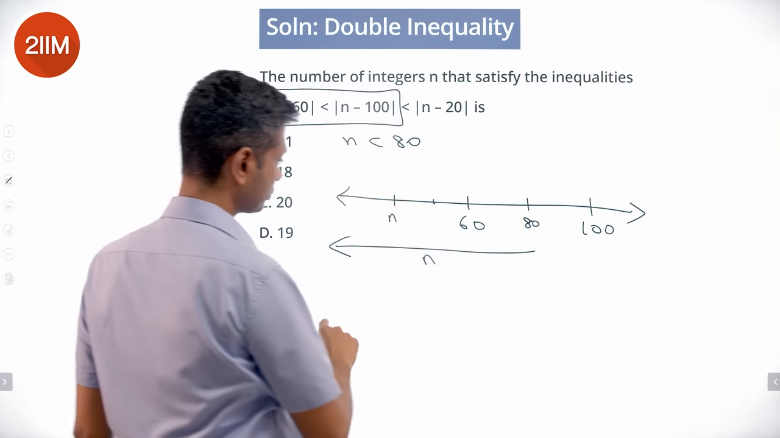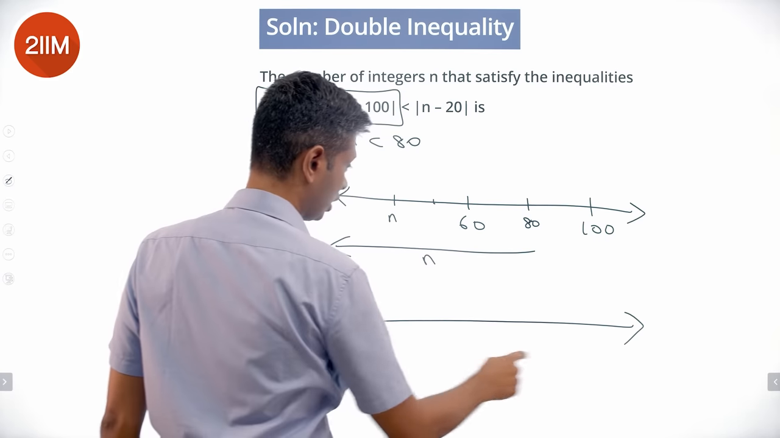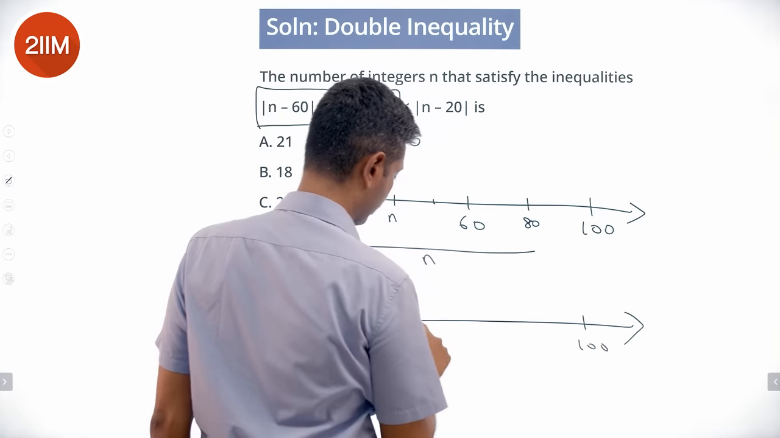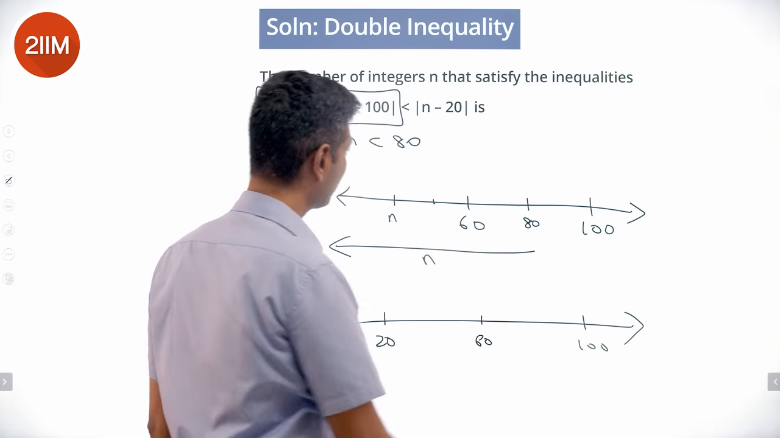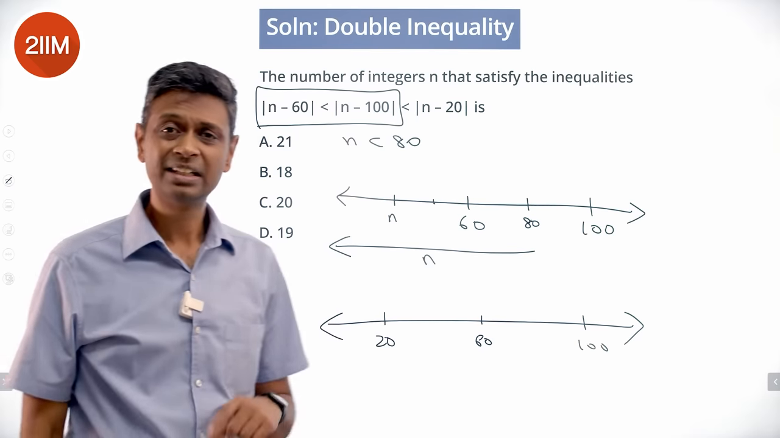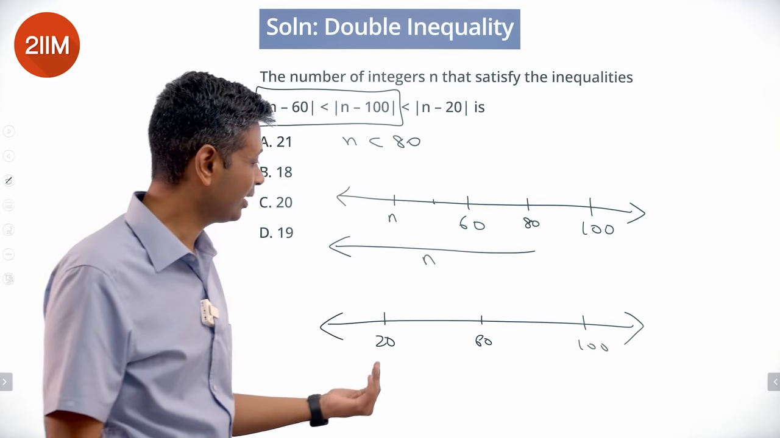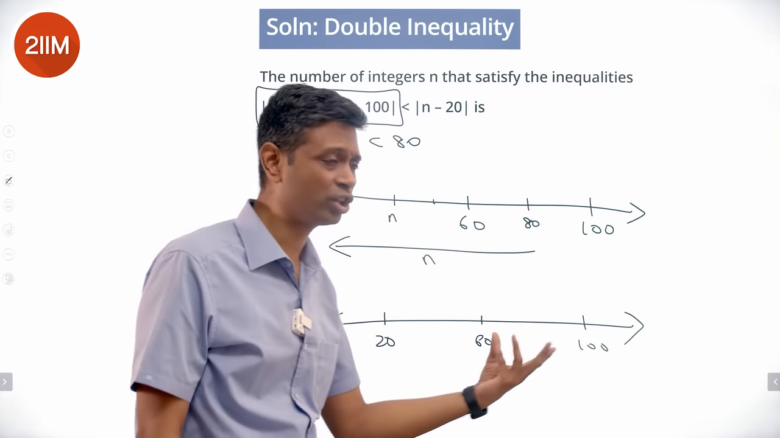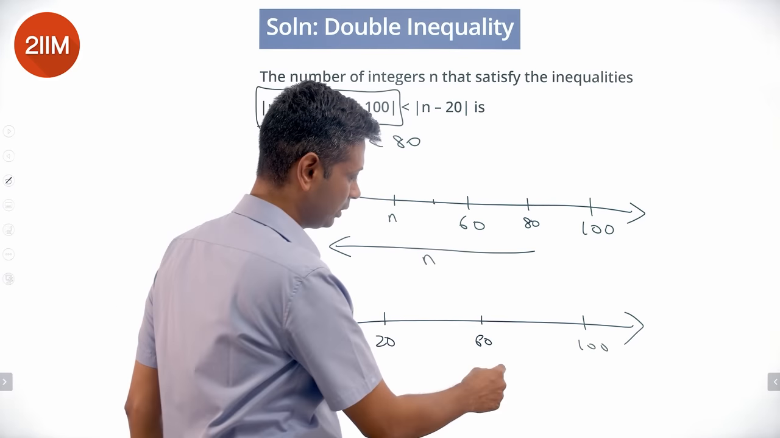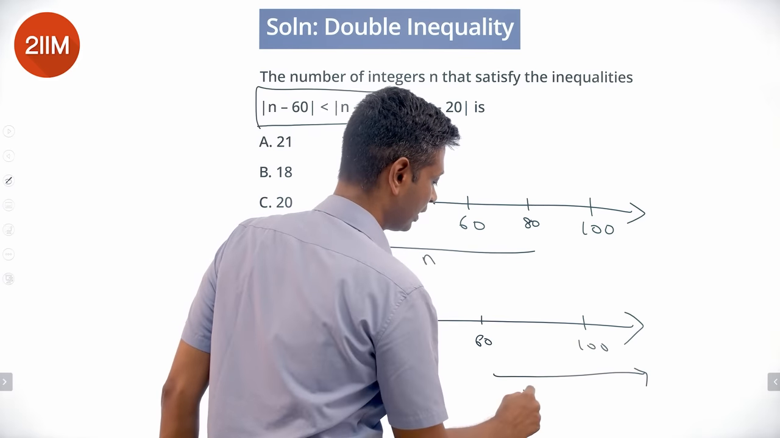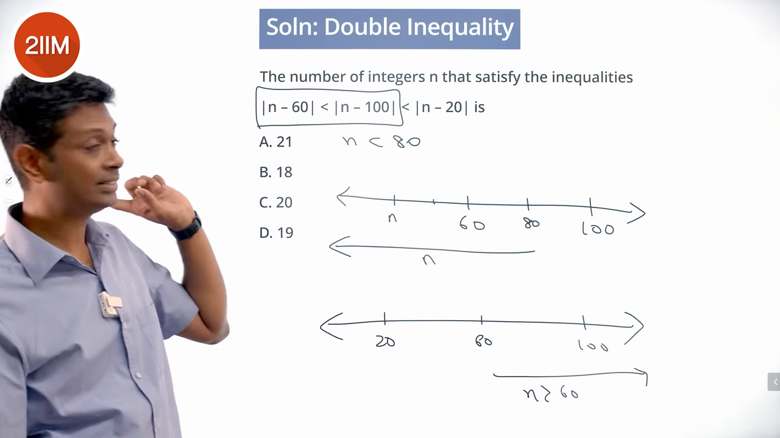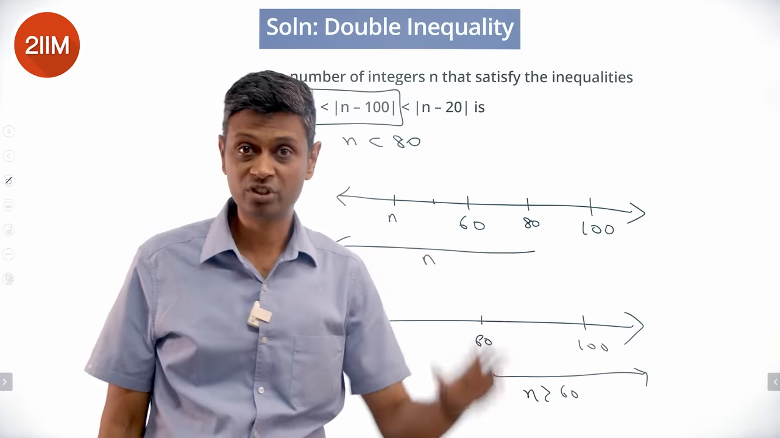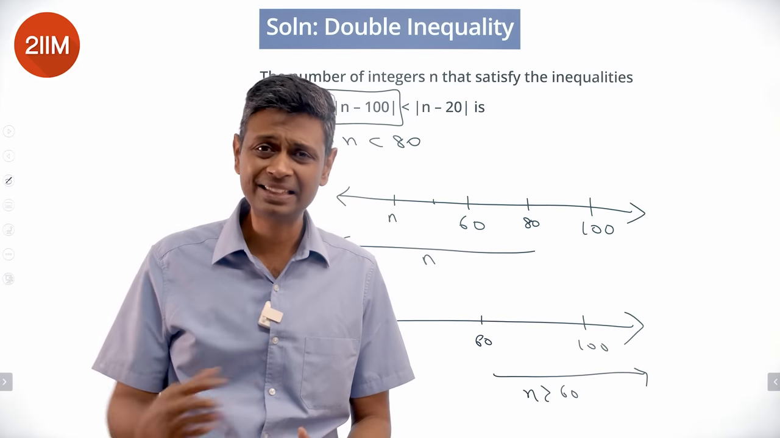Let's attack this one. For this, we're thinking about 100 and 20. We know straight away that the turning point is 60. Distance from 100 is less than distance from 20, or this number is closer to 100, so n should be greater than 60. This one works when n is less than 80. That one works when n is greater than 60. We're looking for numbers greater than 60.